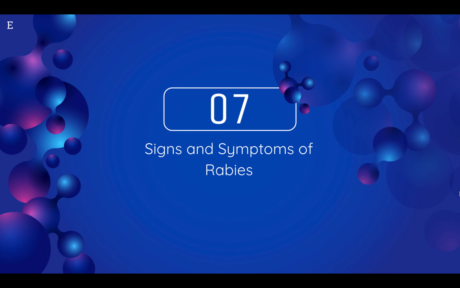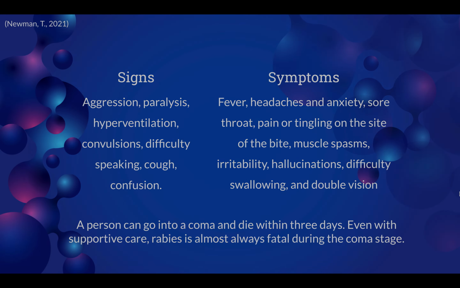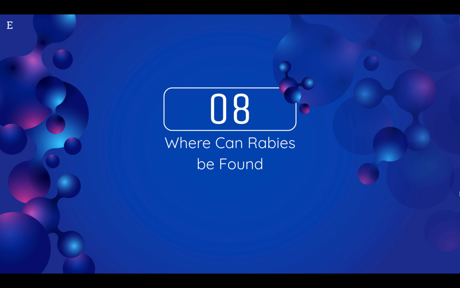There are many signs and symptoms when it comes to rabies. Some of the signs include aggression, paralysis, difficulty speaking, and a cough. There are numerous symptoms, but here are a few. You can experience a fever, headaches, sore throat, difficulty swallowing, and double vision.